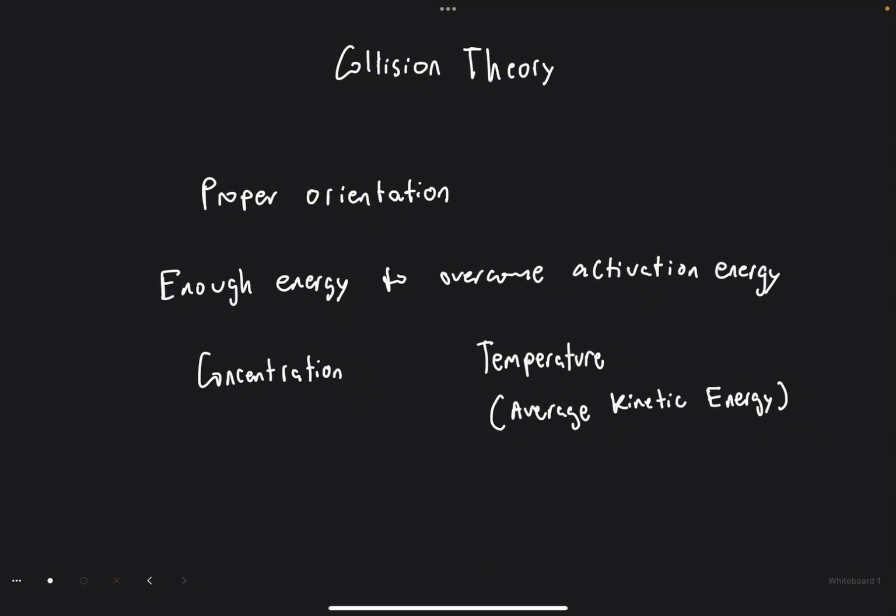But they actually have to collide. So not only does it have to have the correct orientation and the sufficient energy, they also have to collide. Another way that a reaction can speed up is via a catalyst. And this is something that can lower the activation energy, and so increase the probability of successful collisions.